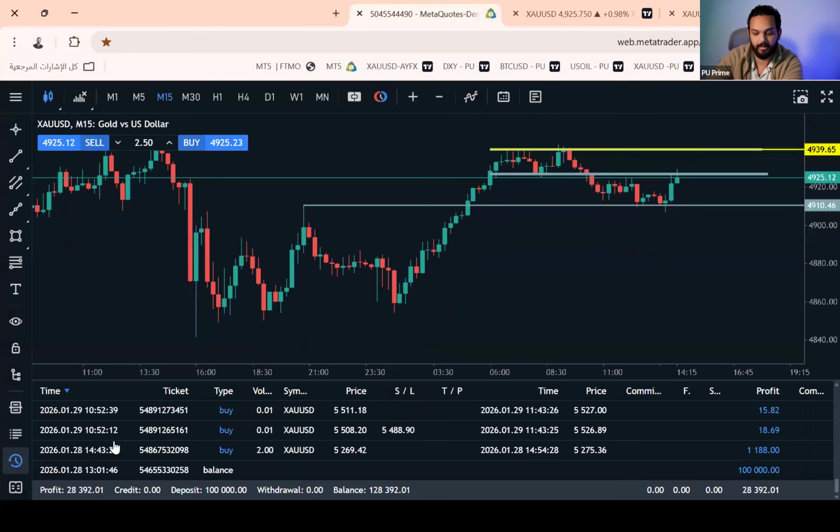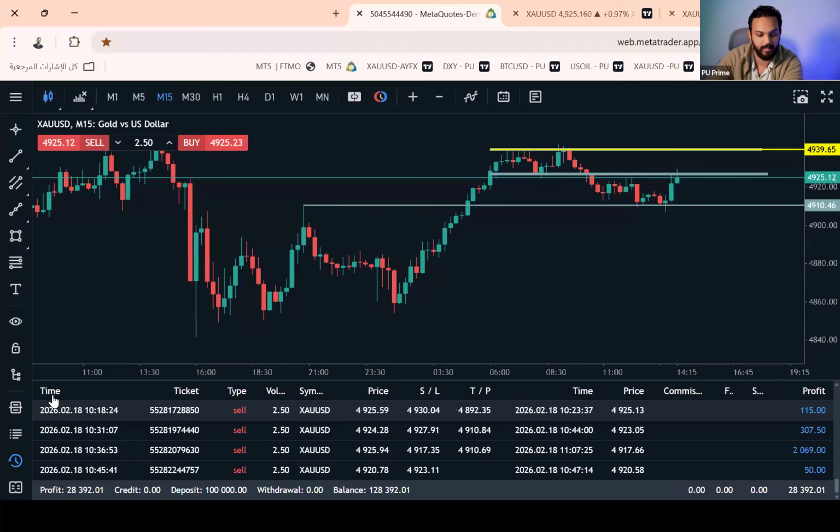Okay, this was the trade I took today. As you can see here, it was this one from 4,925 till 4,917. Okay, so I took the trade from 4,925.